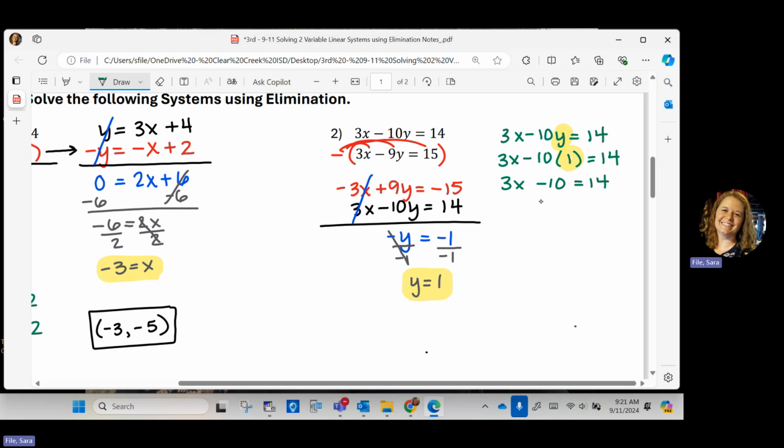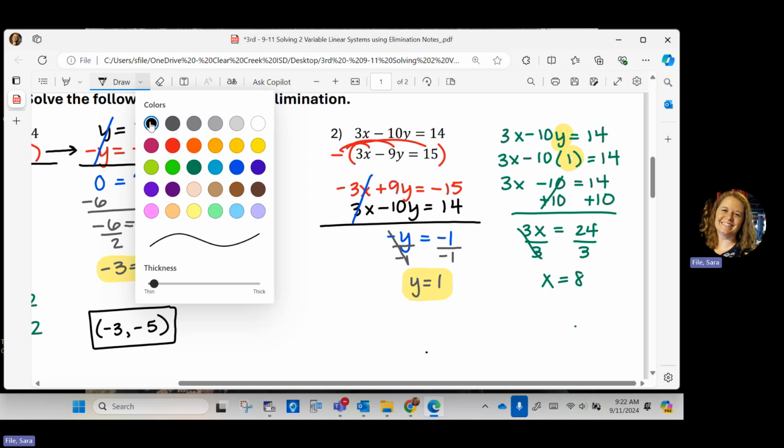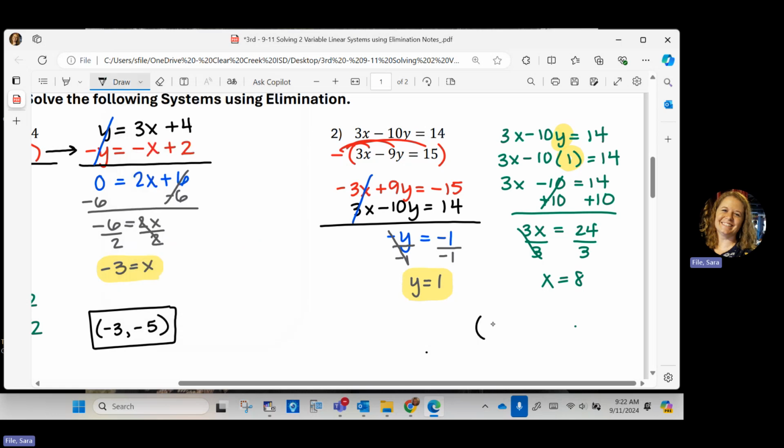So I have to add the 10 to the other side. I get 24, and then I have to divide the 3 over. And I get 8. So now I've got X and Y. Remember that represents a coordinate. So this is the point 8, 1. That is where the lines would intersect if they were graphed.